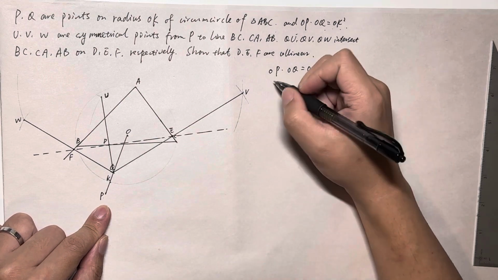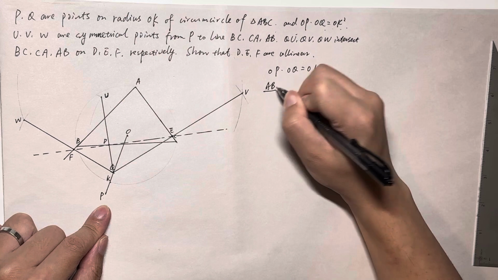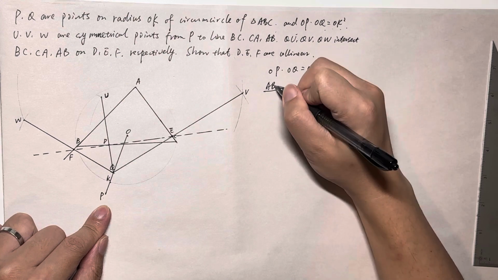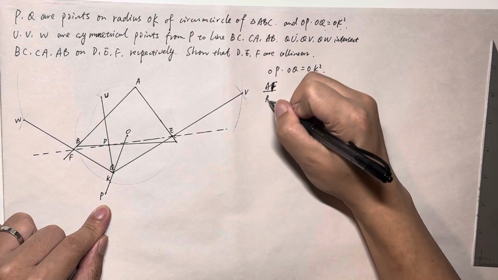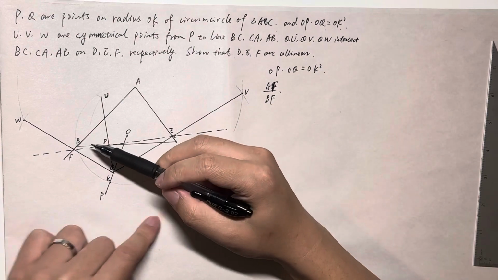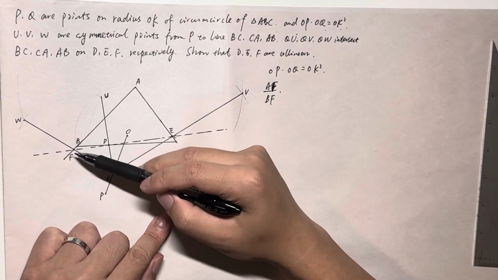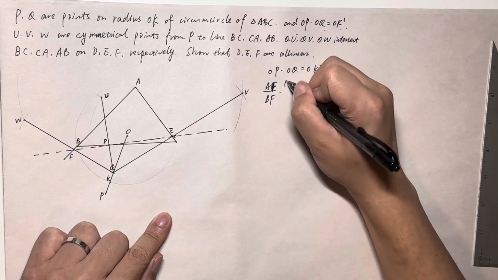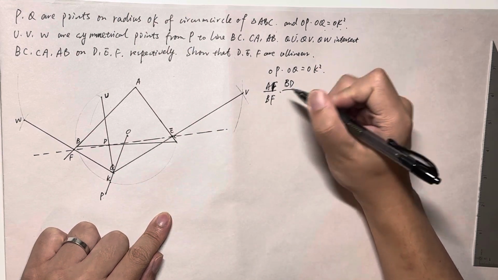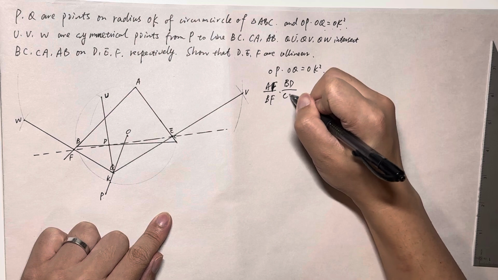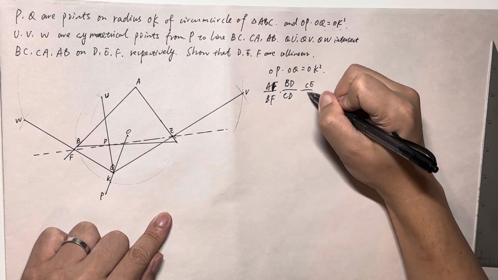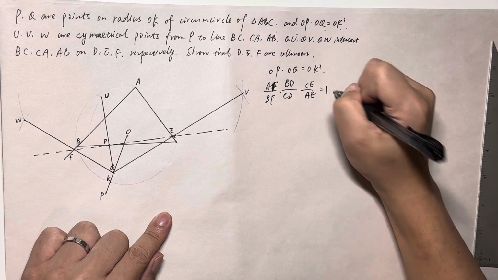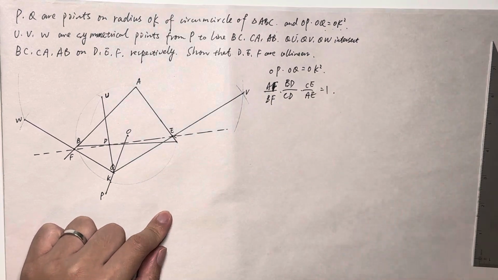So we just need to prove that AF to BF times BD to CD times CE to AE equals 1. We just need to prove this.